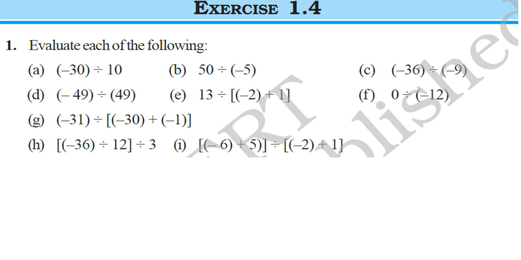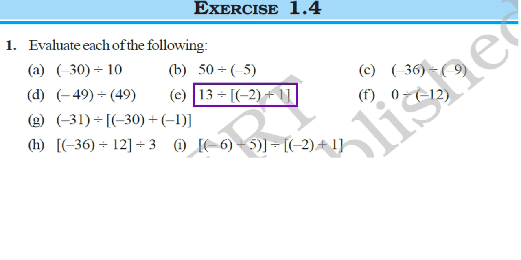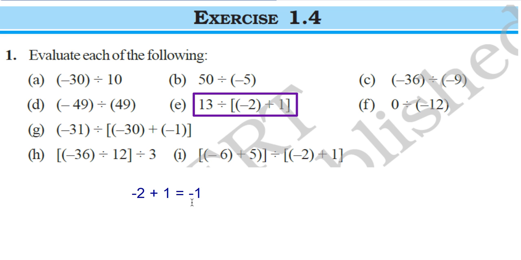Here is exercise 1.4 question number 1. Evaluate each of the following. Do find it out. Now look at question number E. That is 13 divided by negative 2 plus 1. First, we find out negative 2 plus 1. Negative 2 plus 1 is equal to negative 1. Different sign, subtract, bigger number sign, negative. So, negative 1.